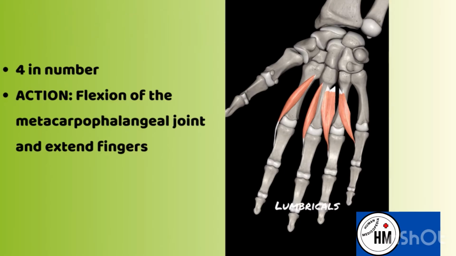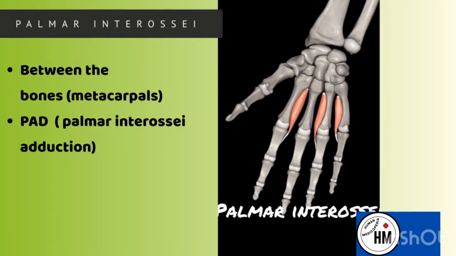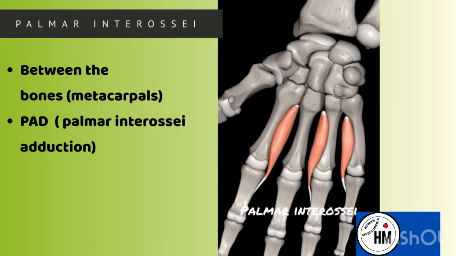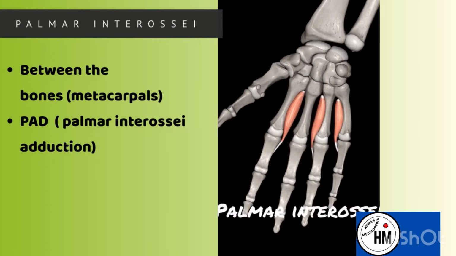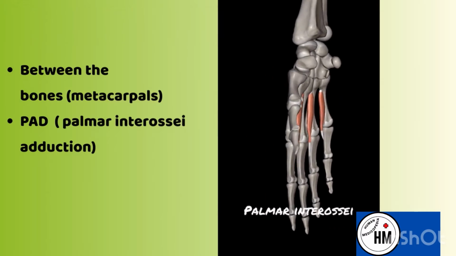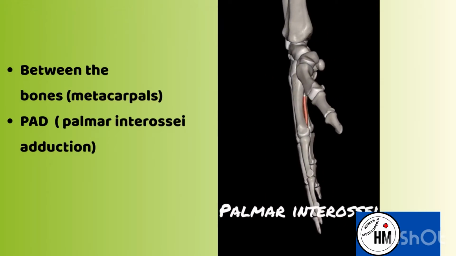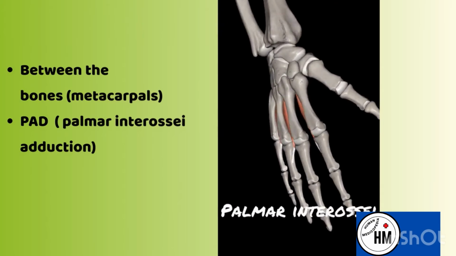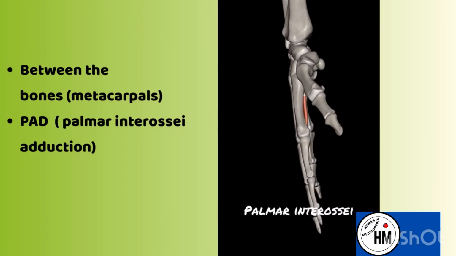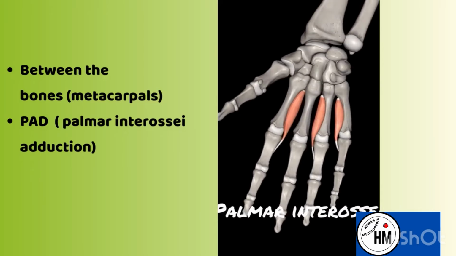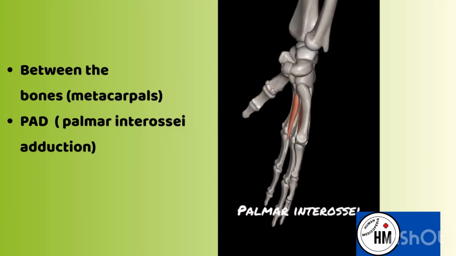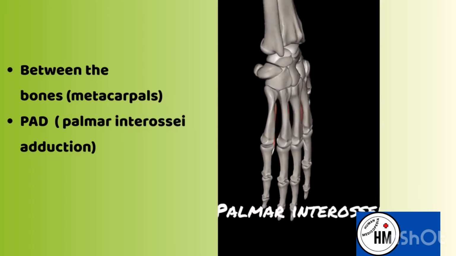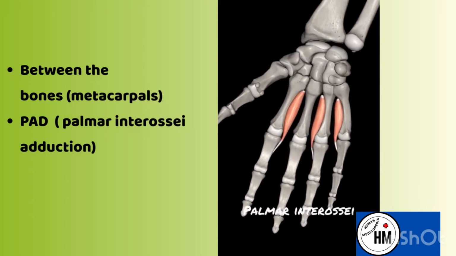Now the interosseae muscles. These muscles are divided into palmar interosseae and dorsal interosseae. Firstly, we will discuss palmar interosseae. Inter means between and ossea means bones, that are metacarpals. As you can see in the diagram, these muscles are present on the palmar side and between the bones of metacarpals. Action of palmar interosseae muscle can be memorized by a word PAD. That means palmar interosseae do adduction.